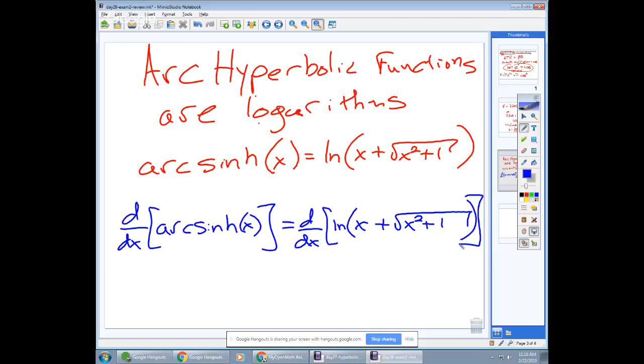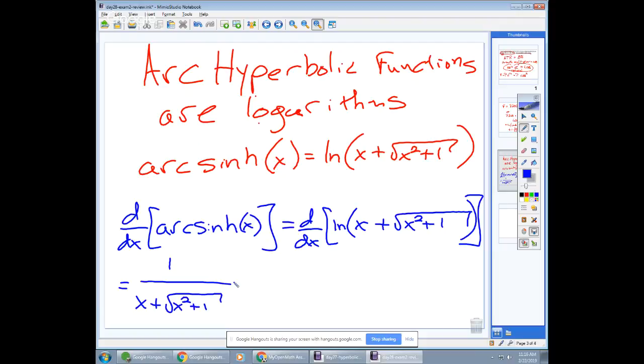Okay, so derivative chain rule. I got a function within a function within a function. Okay, so this is going to be a bit of fun. Let's see. What's the derivative? What's the outer function? ln. Okay, so derivative of ln is just 1 over. So to start off with, I'm going to get a 1 over x plus the square root of x squared plus 1.